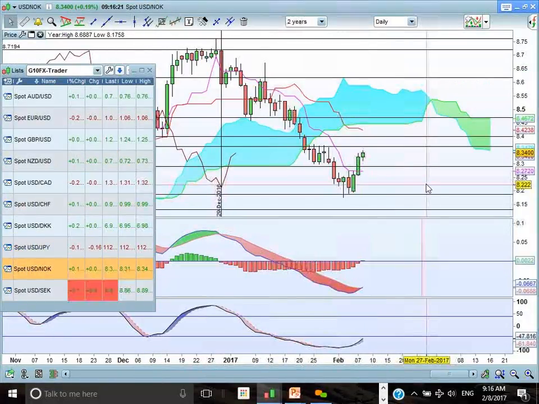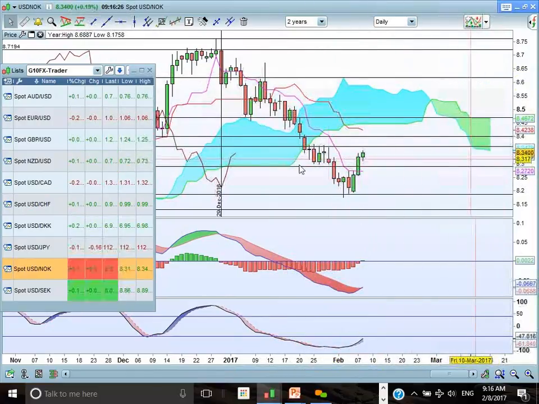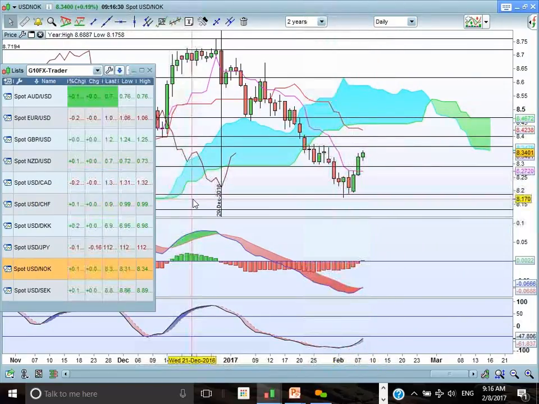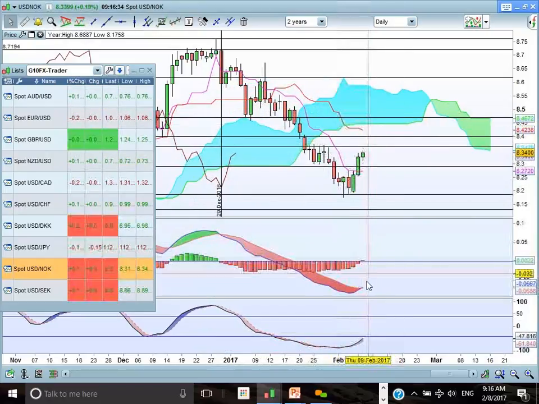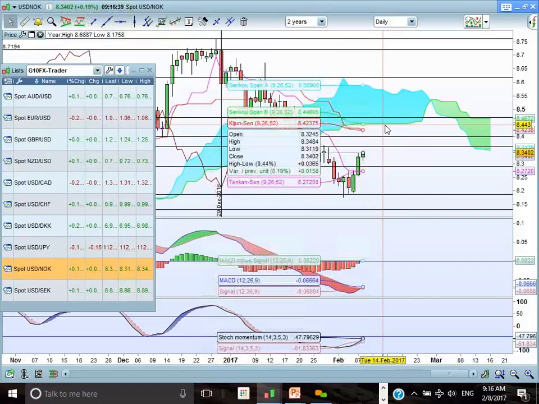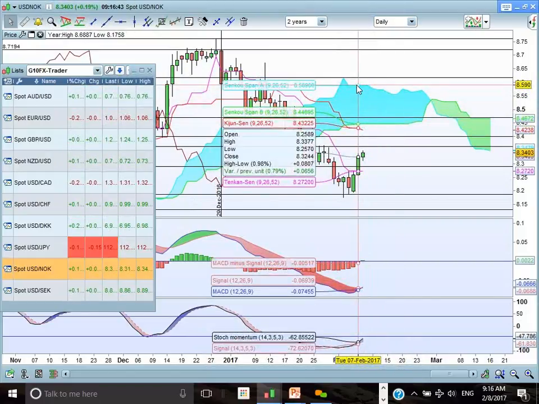US dollar Norwegian krone. Price action below the cloud, front end of the cloud indicating a downtrend. We are now busy with a relief rally at the bottom end from old support levels back up to the bottom end of the cloud. So we've just about had a MACD buy signal, and first level of resistance there would be 8.443, and then the top end of the cloud here at 8.590.